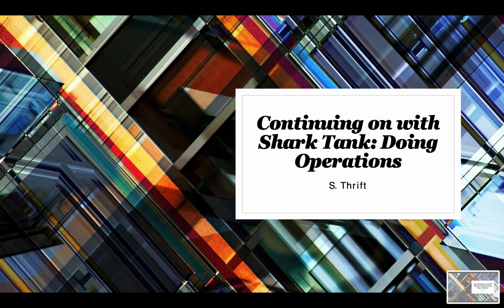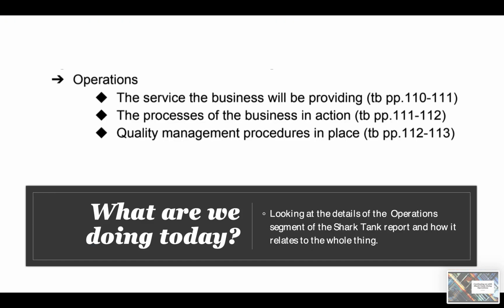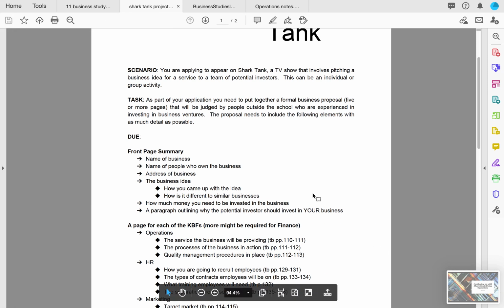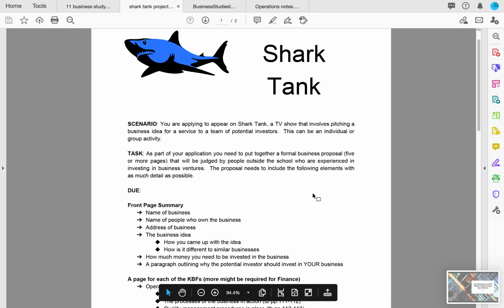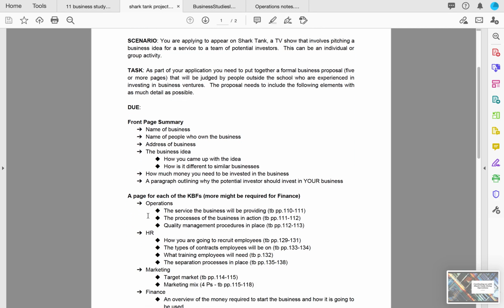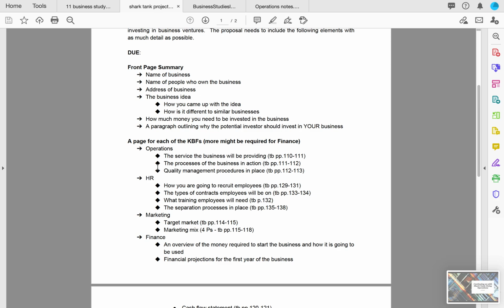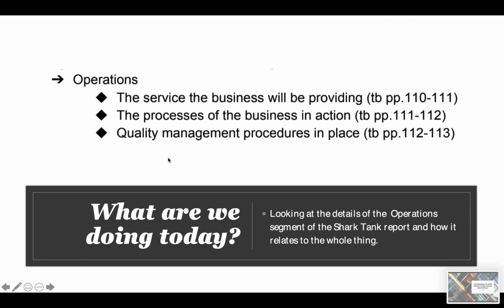But you should be looking at sort of what business you are going to be doing, what are you going to be selling, and address and things like that, the basics. But today we're going to look at the operations segment. So let's have a look at it here. Okay. So in our Shark Tank report, and I'll show you what I mean. If we flip back, okay, this is our Shark Tank report, and you will notice that it's divided into those four sections, okay? Operations, HR, marketing, and finance, okay? We're going to do the operations segment today. So let's go on to it.